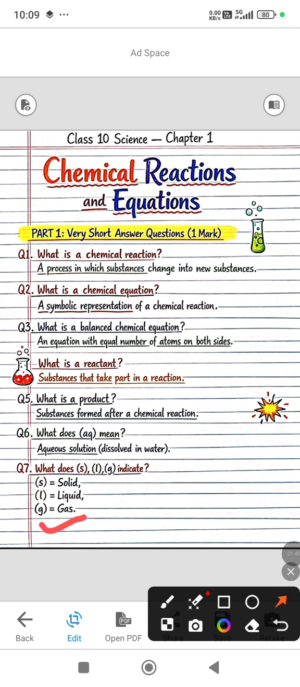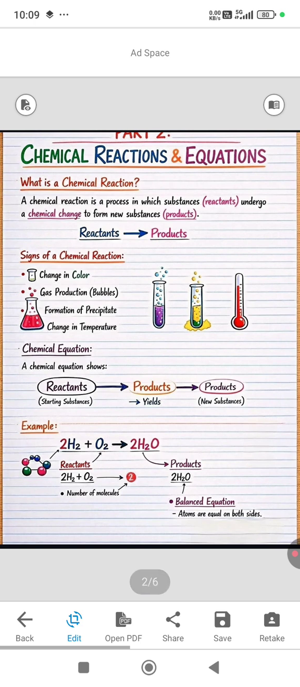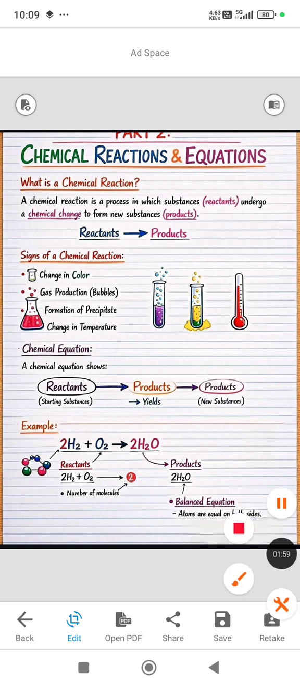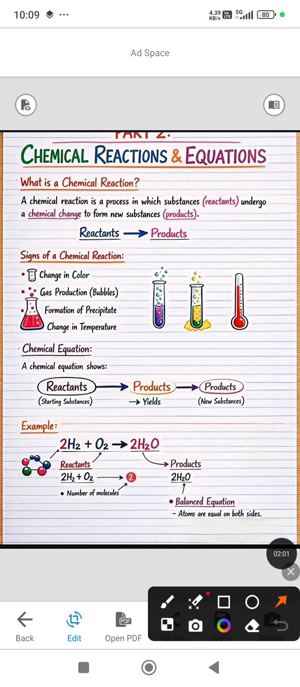Next we will do chemical reaction and equation. We will study what is chemical reaction briefly. So what is chemical reaction? Chemical reaction is a process in which substance or reactant undergo a chemical change to form new substance or products. We can represent chemical reaction as reactant gives product.